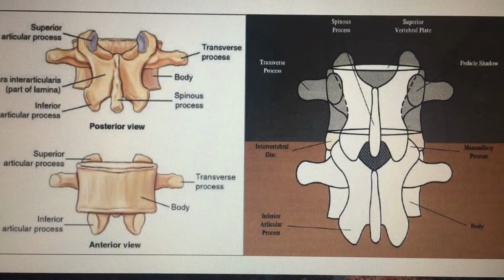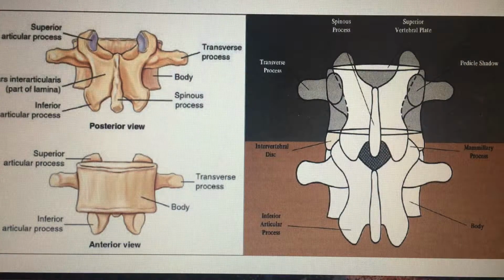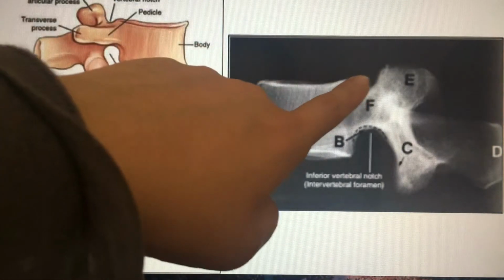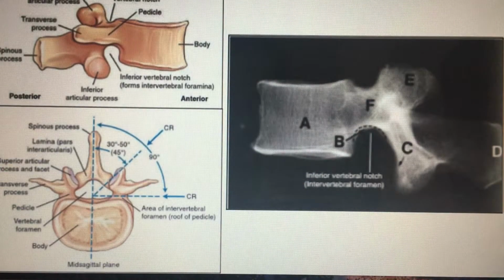X-ray is not a picture, so we must know the image of superimposed structures. That's why we should get used to normal X-rays first. In the P to A and A to P views, the pedicle shadow looks like eyes. In the lateral view, we can see the pedicle directly. Between the upper and lower pedicle is the vertebral lodge, which forms the intervertebral foramen.